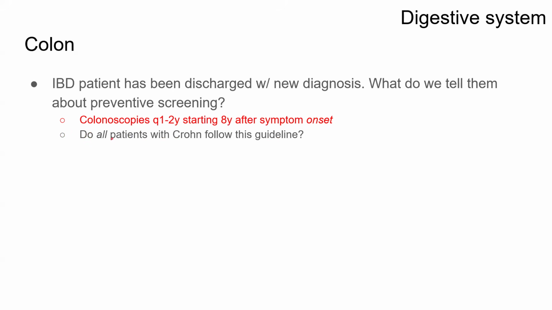So do all patients with Crohn's disease follow this guideline? This guideline is more of a universal blanket statement for patients with UC or ulcerative colitis, right? Because it's affecting the colon. But if a patient has Crohn, they don't always need to get these colonoscopies at this frequency. Patients with Crohn follow this guideline if their disease affects the colon. So if they have symptom onset in the colon, then 8 years later, they need to start getting colonoscopies, because their colon has started to be affected. But if they don't have any disease affecting the colon, then they don't need colonoscopies just yet.